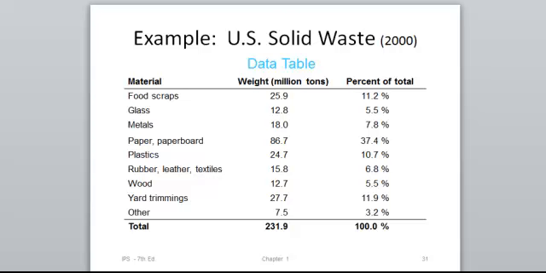Now we're going to look at U.S. solid waste in the year 2000. And we have the different types of waste, their weight in millions of tons, and then their percent of total. So we can look at the waste, the U.S. solid waste. So let's look at the first graphical display of that.